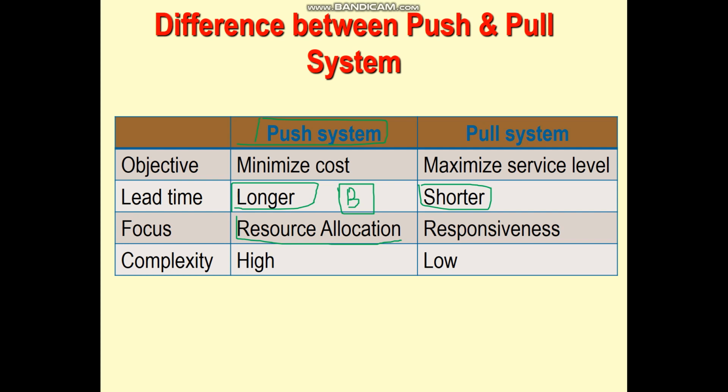However, for the pull system, they focus more on responsiveness. They want to respond to the customer as fast as possible. And based on the characteristics of the different strategies, the push system has higher complexity, and the pull system has lower complexity, because in the push system we have to forecast the demand of the product so that they can have a better production plan.